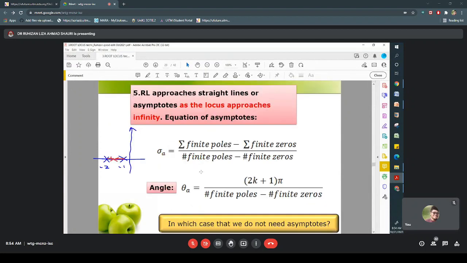But in my case here, I have 2 branches, and both branches need to go out to find the infinite zero. Now for that I have to calculate my asymptote. Let's calculate very quickly. The sum of poles, -1 and -2. What do you get? -3, right? Minus 3 minus nothing, 0. Divide by how many poles that you have?